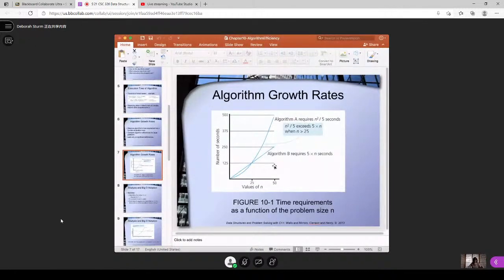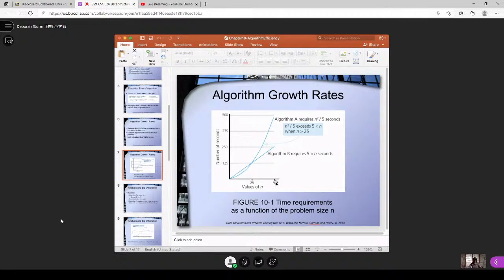Now this is a figure from our text, figure 10.1. Again, the textbook gives us different ways to look at this algorithmic growth rate. So here's one. We have 2 algorithms, algorithm A and algorithm B, and they're both functions of n. At the bottom of the graph, we have values for n. So this would be that the size of the problem is 25 items that we're sorting, let's say, or 50. And it gets bigger and bigger as we go along the x-axis. The number of seconds, which we're really counting as the number of steps, let's say, is along the y-axis.